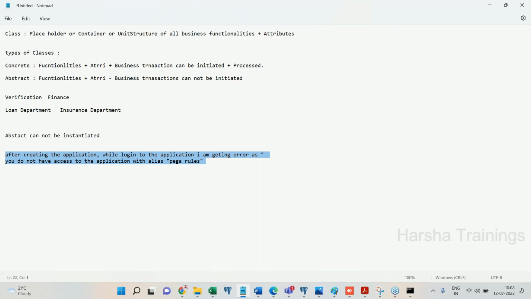No, when I type it, it is not allowing. Hey, it will allow, man.